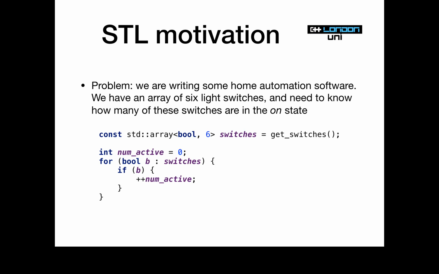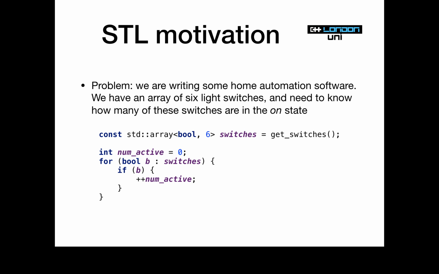So again, this fundamentally feels like we're doing the same thing. Now, we've got a different value type, and in fact, we've got a different collection type. We're not using a vector anymore. This time we're using an array.